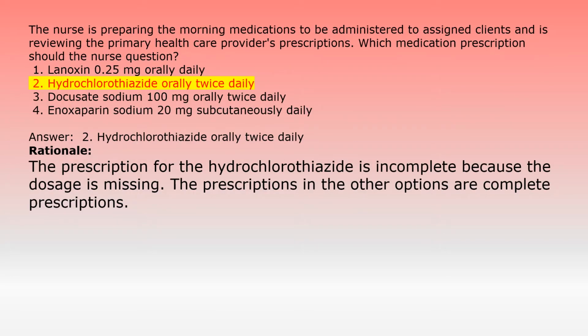Answer: 2. Hydrochlorothiazide orally twice daily. Rationale: the prescription for the hydrochlorothiazide is incomplete because the dosage is missing. The prescriptions in the other options are complete prescriptions.